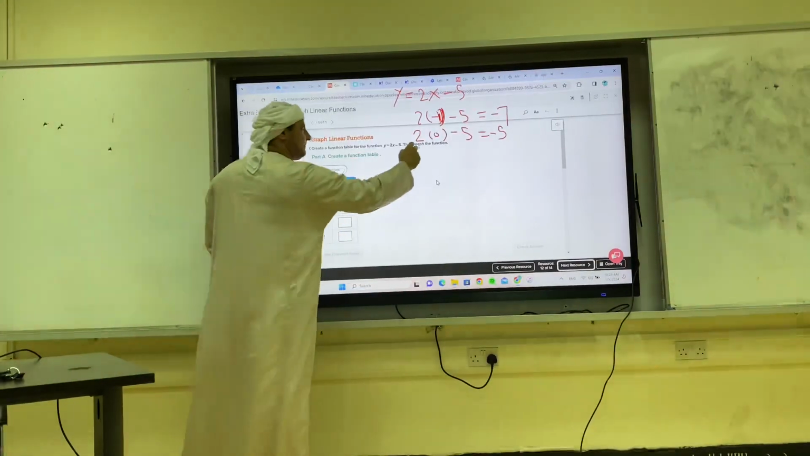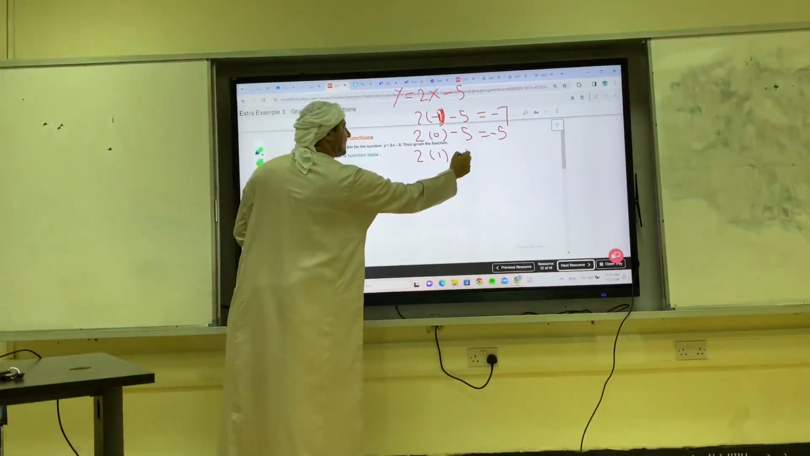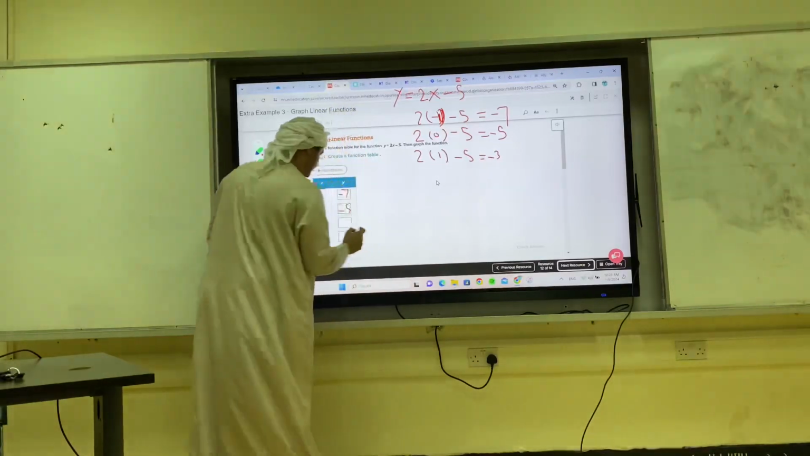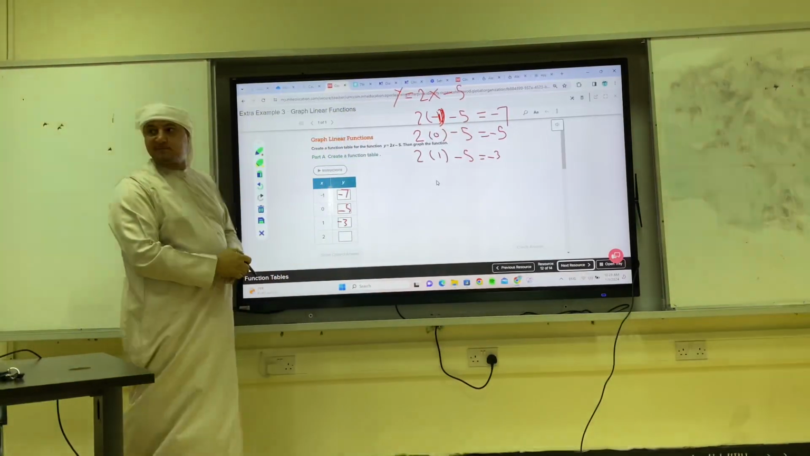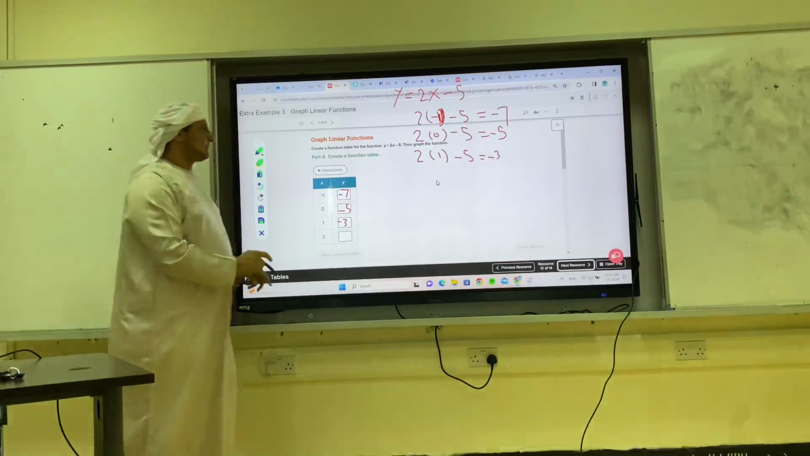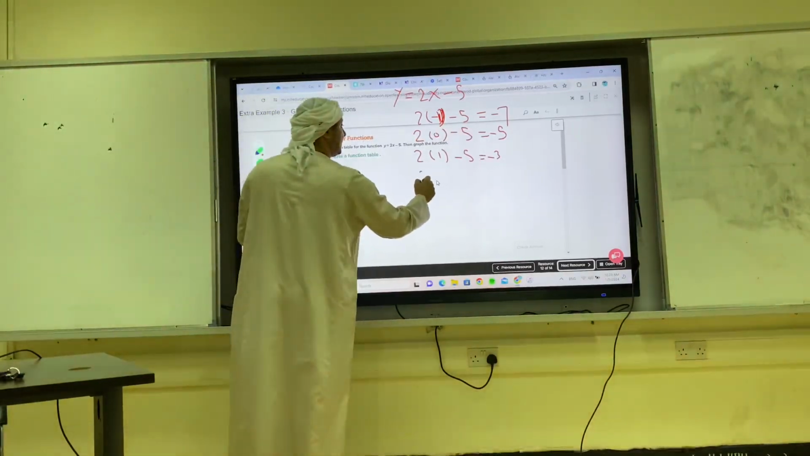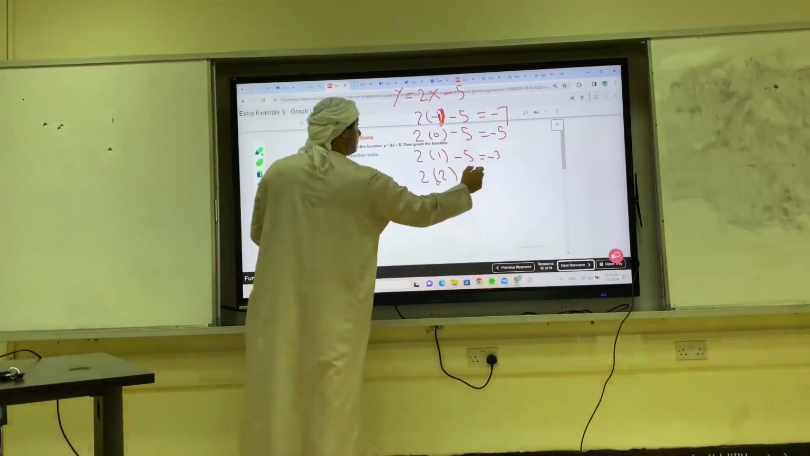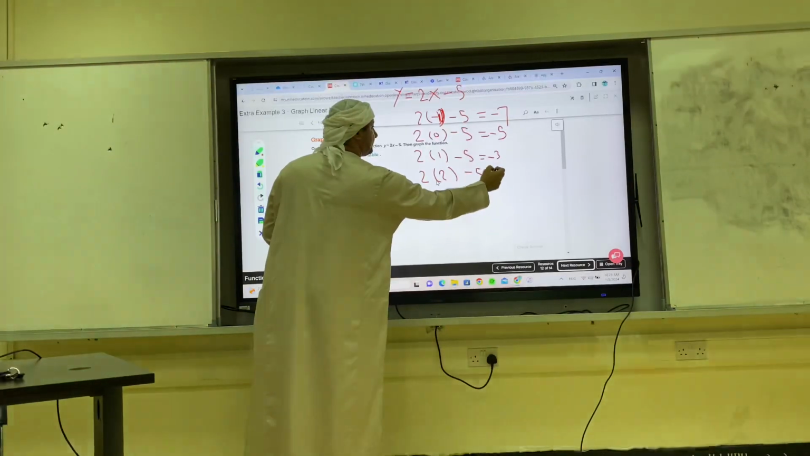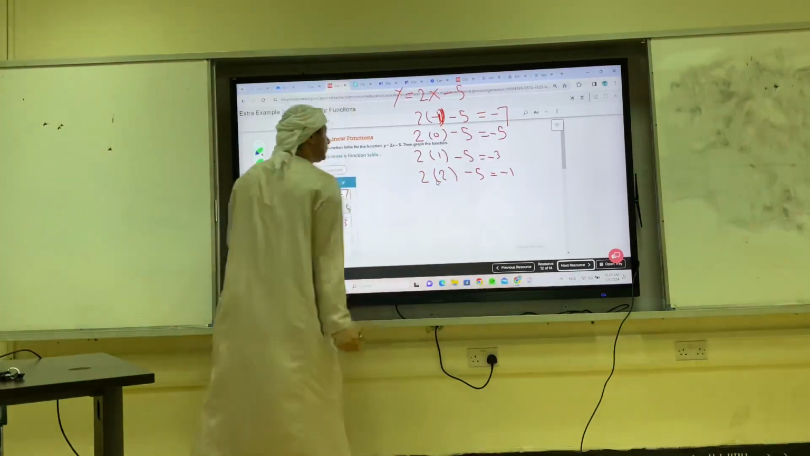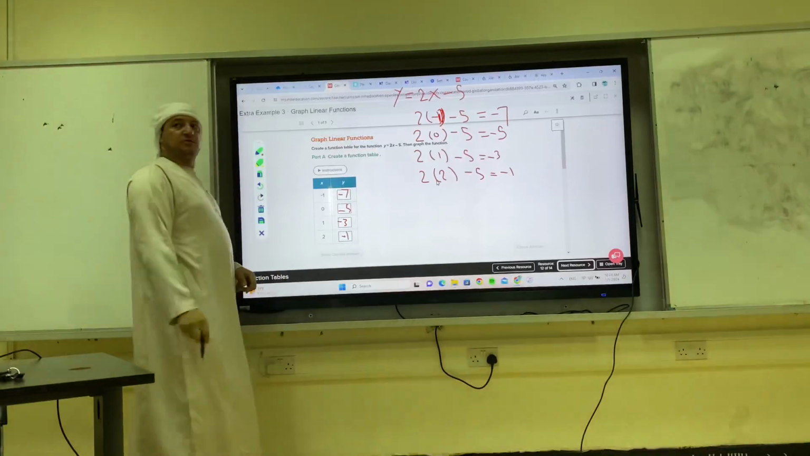The third one is 2 times 1, which is 2, minus 5, which is negative 3. Now 2 times 2 is 4, minus 5 equals negative 1. So these are the values, let's just put them in the table.